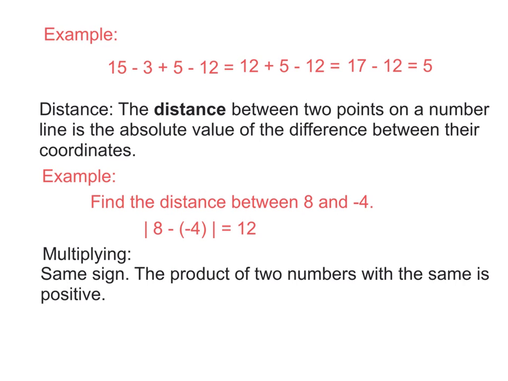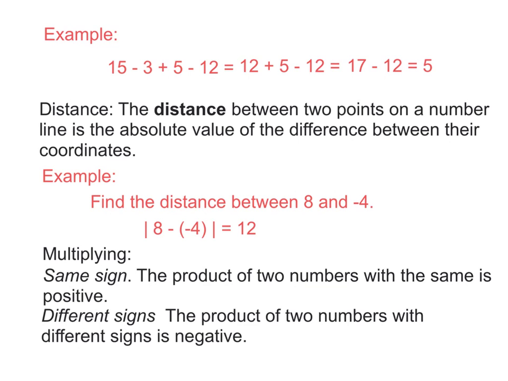Now, the rules for multiplying say if the two numbers have the same sign, then the product is always positive. So the product of two numbers with the same sign is positive. If you have the product of two numbers with different signs, the result is negative. So same sign, the result is positive. Different signs, the result is negative whenever you're multiplying.